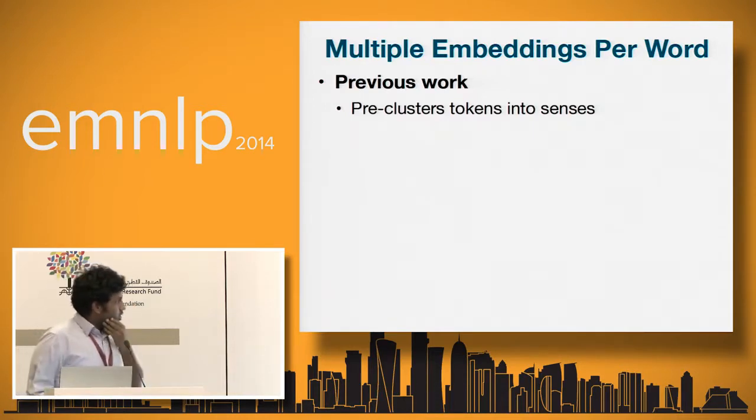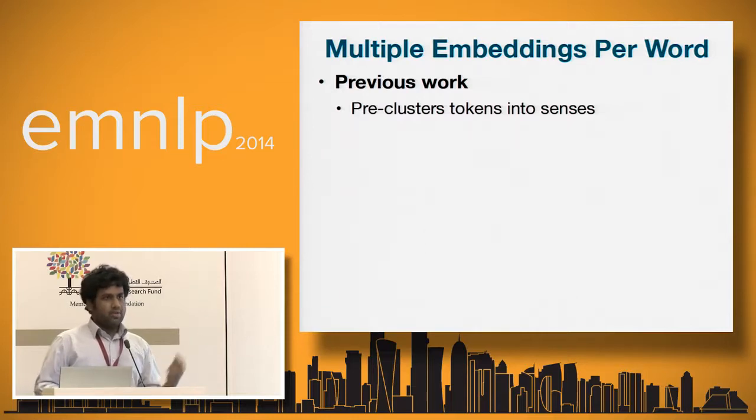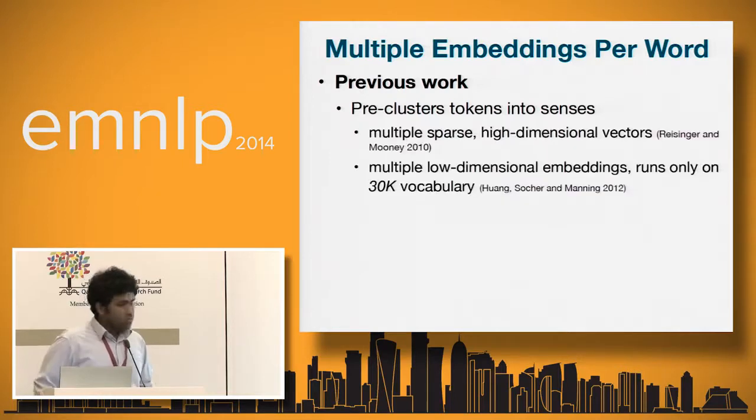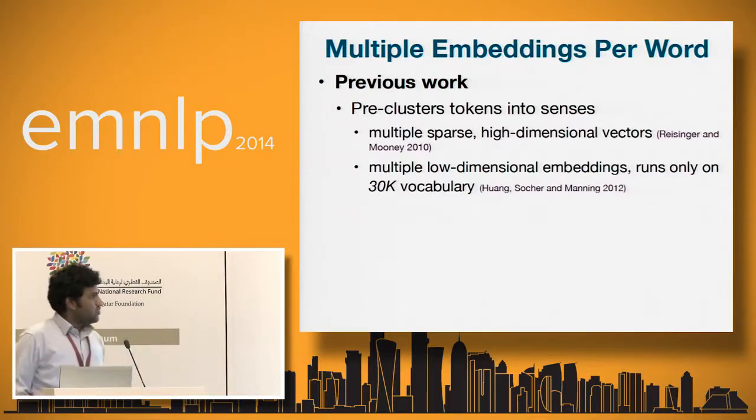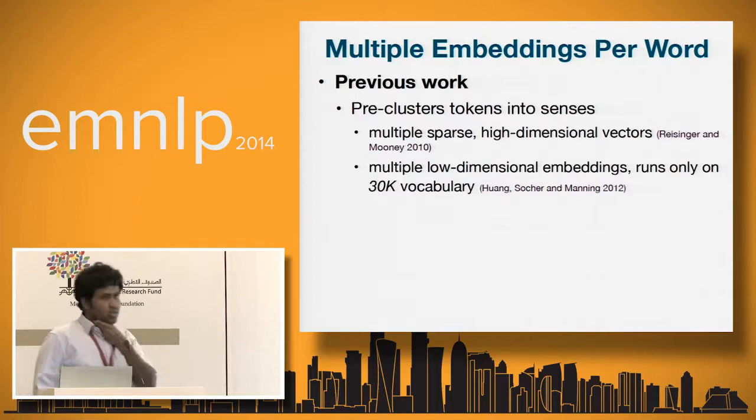In previous work for this task, a common theme is to cluster every word type independently. You cluster tokens for a word type into, say, K clusters, and you relabel the corpus with its cluster membership, which is the sense for a word token. Once you do this, you run your usual embedding learning algorithm. Two particular works are very close to ours. One learns multiple sparse high-dimensional vectors, and the second learns multiple low-dimensional embeddings. They do not scale to large vocabulary sizes.